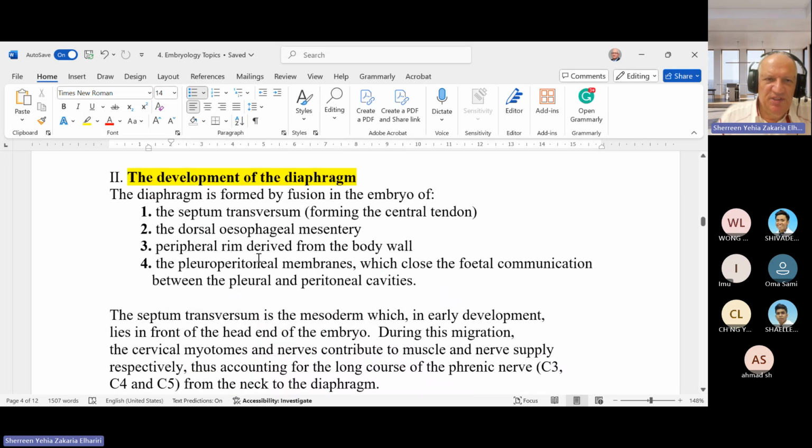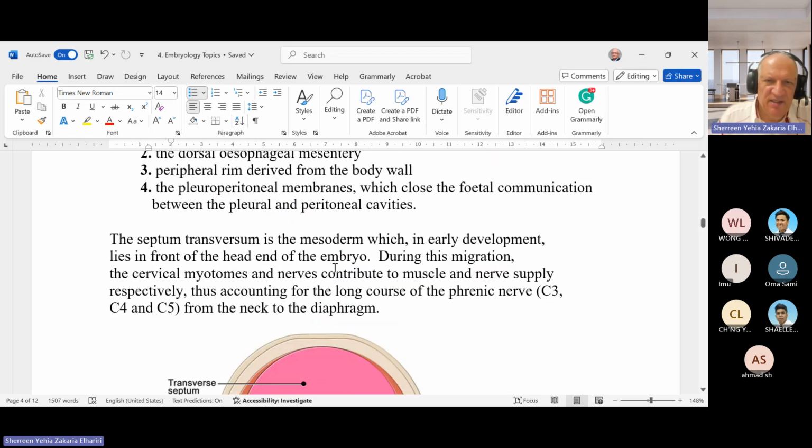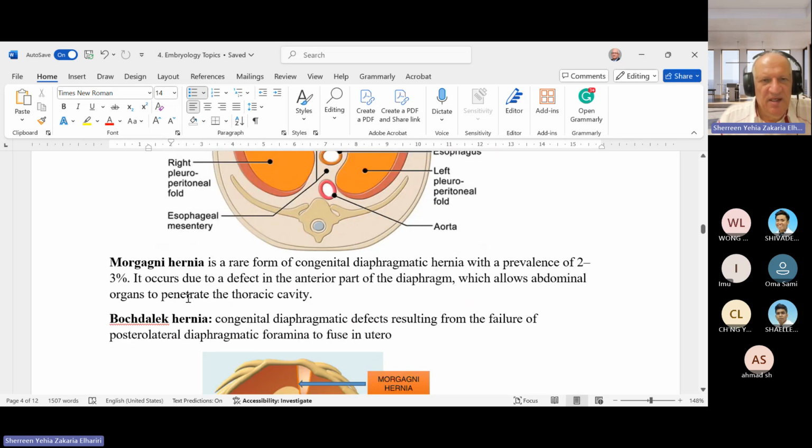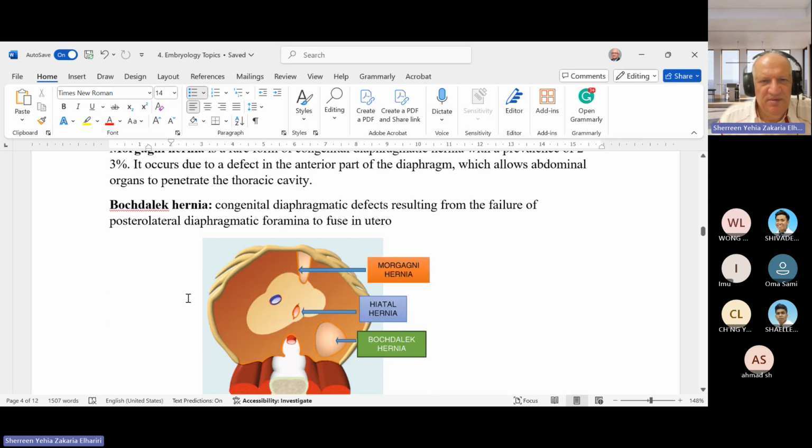From an embryological point of view, the diaphragm develops from four parts. The septum transversum becomes the central tendon, and it is very rare to have a hernia there. Then the dorsal esophageal mesentery, the peripheral limb, and the pleuroperitoneal membrane. The pleuroperitoneal membrane is usually the site of the hernia. As for innervation, the diaphragm is C3, 4, and 5, because the diaphragm is originally developed in the neck and extends down, which explains why it takes its supply from the phrenic nerve.